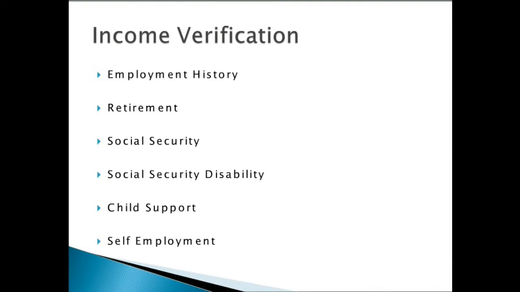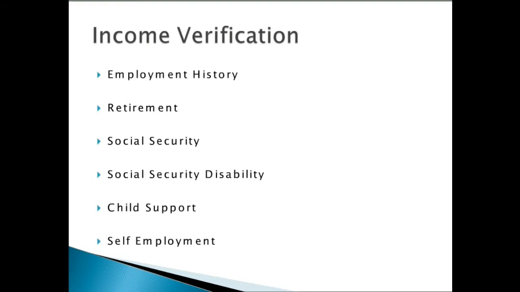Income verification. Listed are the most common wages landlords verify: employment history, retirement, Social Security disability, child support, and self-employment. You will have to decide what wages you will accept when determining income. For example, some landlords won't accept income from state unemployment or from temporary employment because it will not be long-term or consistent.